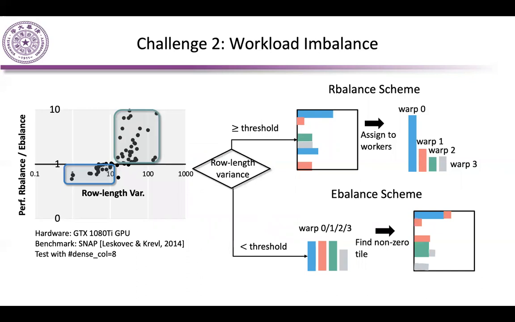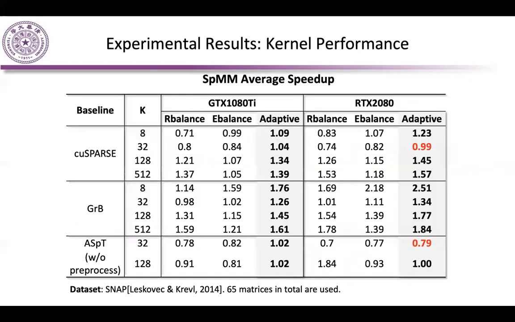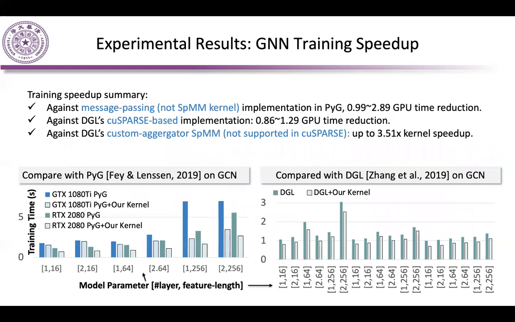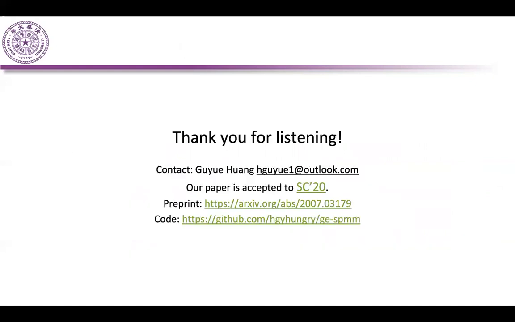Evaluation results on the SNAP dataset show speedup across problem sizes and different GPUs. On the models with custom feature aggregation not supported by CuSparse, our end-to-end speedup is even more exciting. For more information, please refer to our prior SC 2020 paper and our code.